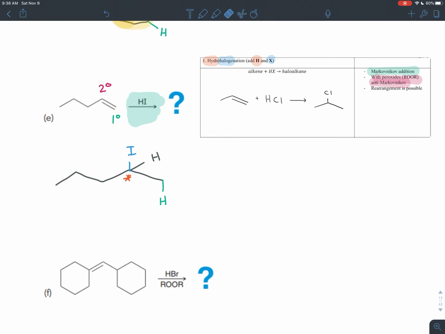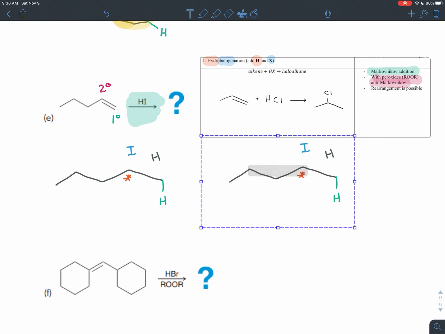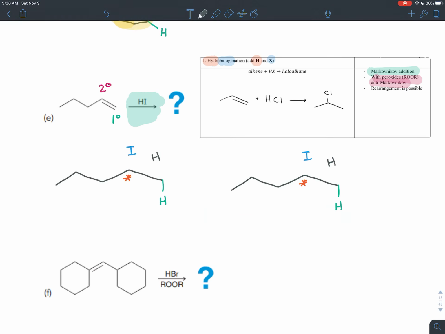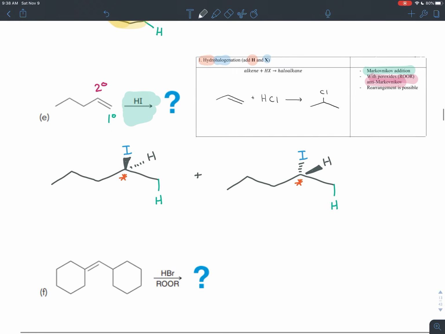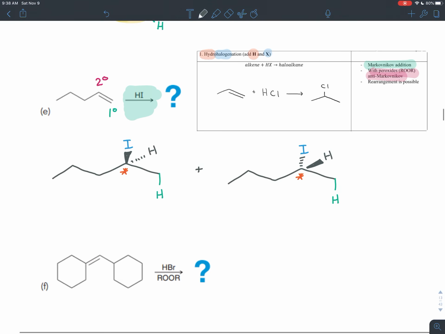So what we're going to do is draw both of those two chiral centers. One where the iodine comes out at us, let's say it attacked from the top, and that pushed the hydrogen away. And a second one where the iodine is going away from you. Let's say it attacked from the bottom, and that pushes the hydrogen up. And so you get a racemic mixture, a 50-50 mixture of those two compounds in this hydrohalogenation.